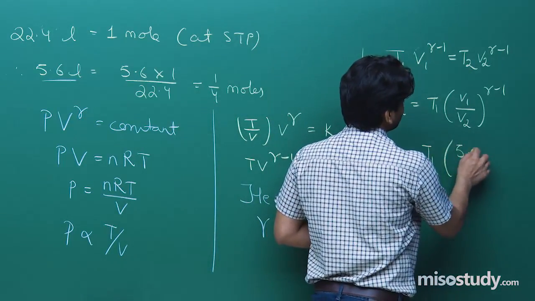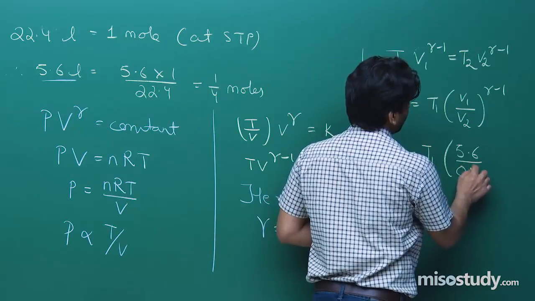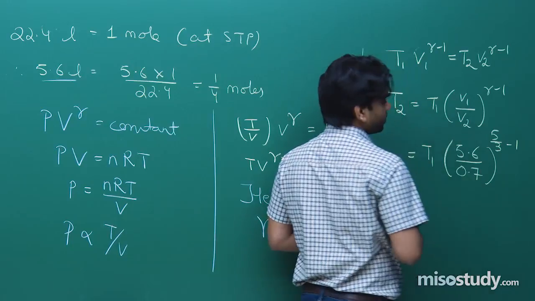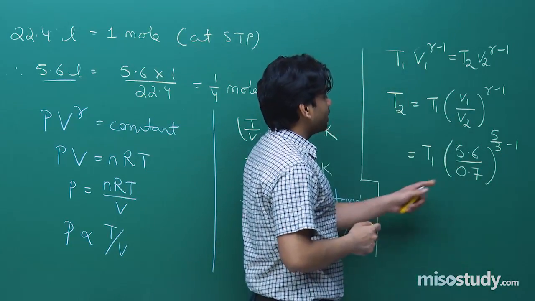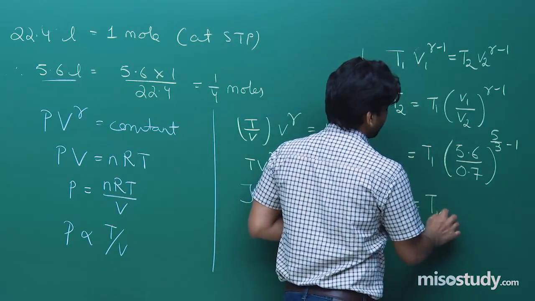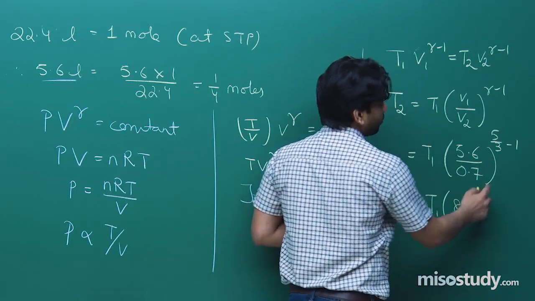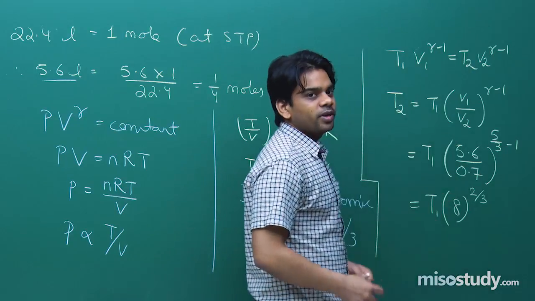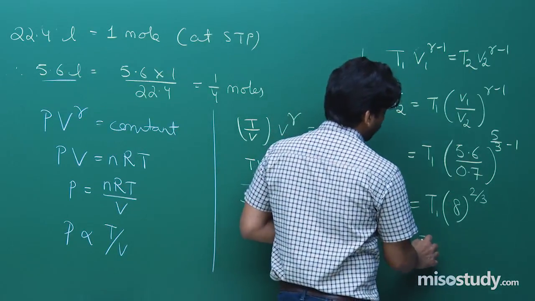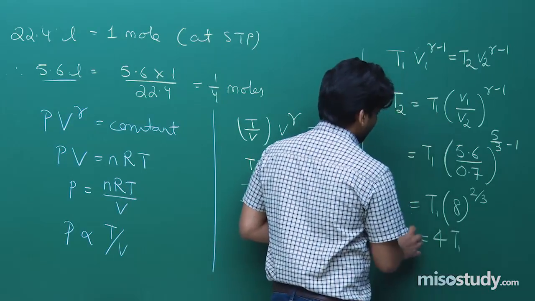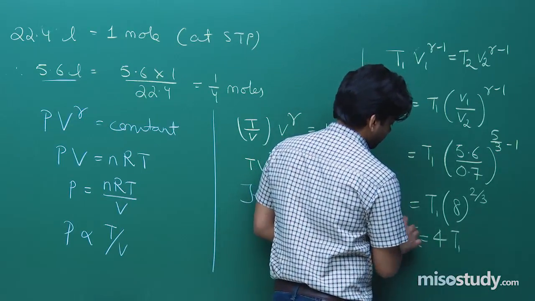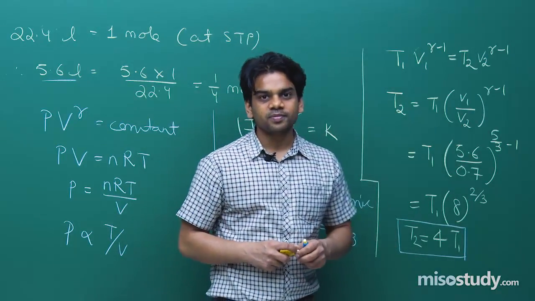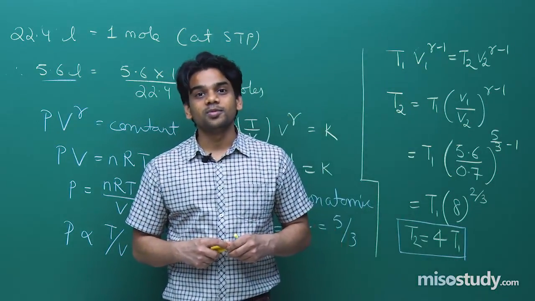So 5.6 divided by 0.7, to the power 5/3 minus 1. Easily you can evaluate this. It gives 8, so you get T1 into 8 to the power 5/3 minus 1, which is 2/3. 8 to the power 1/3 gives you 2, and 2 squared is 4, so this comes out to be 4 T1. I believe you can clearly see that T2 equals 4 T1. First, we obtained the value of T2 in terms of T1.